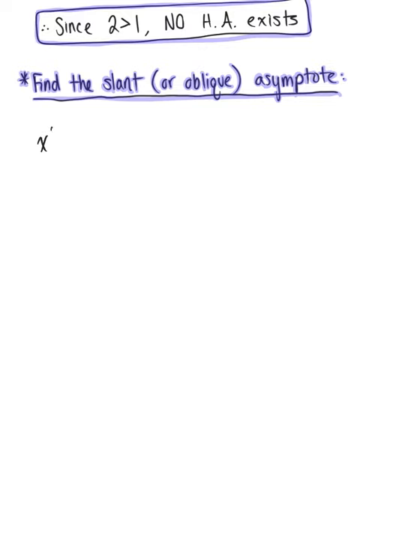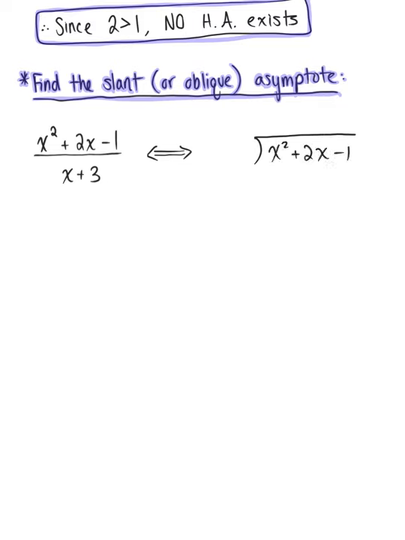So we have x squared plus 2x minus 1, and this is all divided by x plus 3. So we know from way back in algebra that this fraction can be rewritten in a long division form. This is telling us that we are dividing the numerator, x squared plus 2x minus 1, by x plus 3.